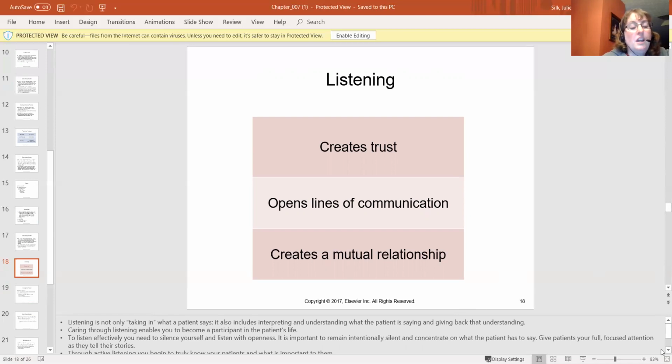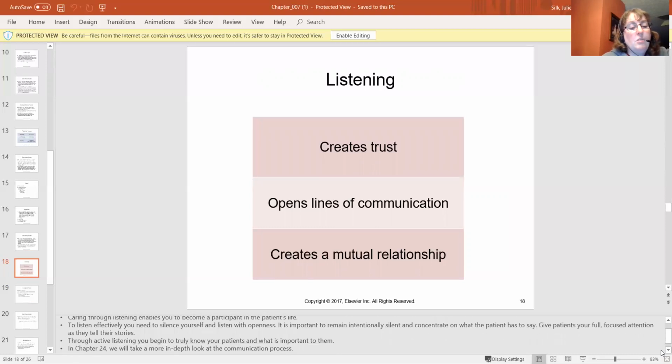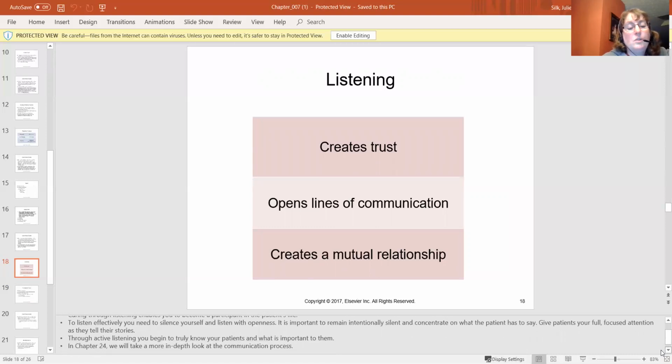Caring through listening enables you to become a participant in the patient's life. To listen effectively, you need to silence yourself and listen with openness. It is important to remain intentionally silent and concentrate on what the patient has to say. Give patients your full focused attention as they tell their stories. Through active listening, you begin to truly know your patients and what's important to them.